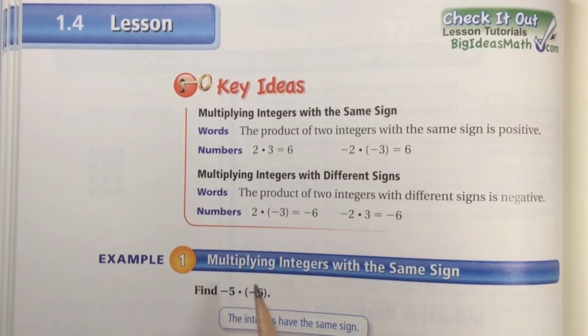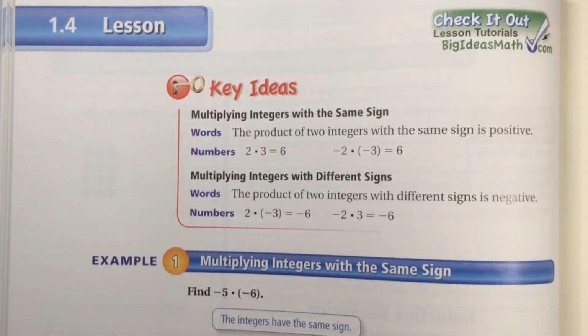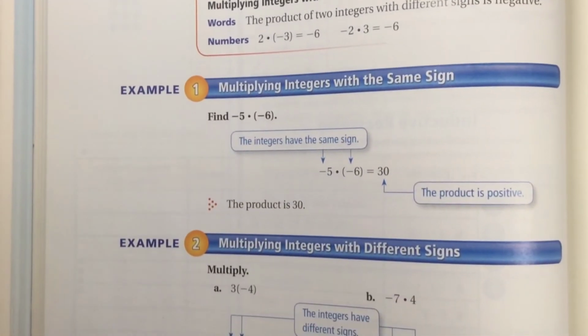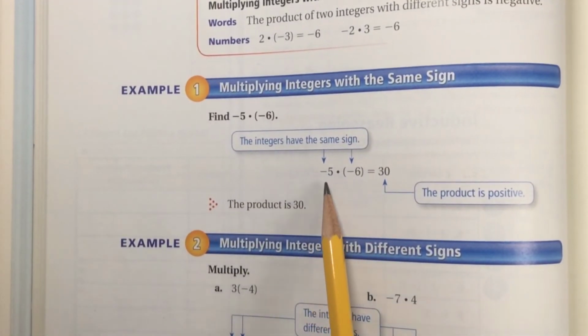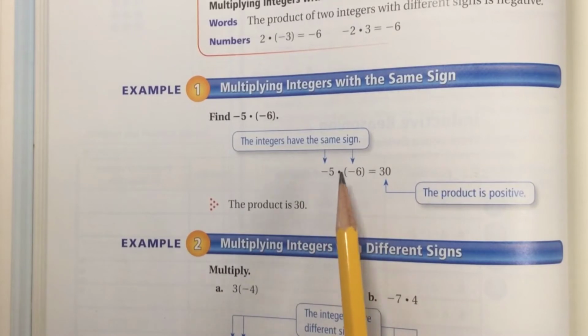Example 1, multiplying integers with the same sign, negative 5 times negative 6. Same sign, so our answer is going to be positive 30. Negative 5 times negative 6 equals positive 30. Why is it positive? Because same sign, positive, when multiplying.